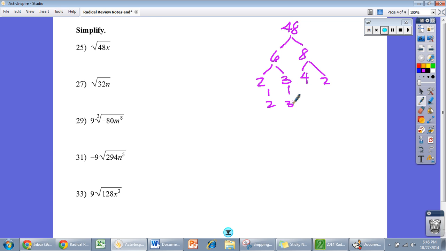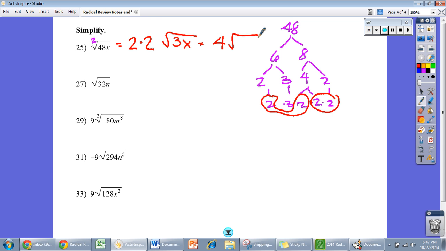Once they're prime, you just bring them down: 2 times 2, and of course 2. So if we multiplied this row together, it would equal 48. Being that my index is a 2, if I have a pair of something, I can write it down, and it can come outside. So a pair of 2's, I write one down. Here's another pair of 2's, I can write one down. What's left is my 3. And of course there was only one x. And so to wrap it up, 2 times 2 is 4 square root of 3x. That's one way of doing it.